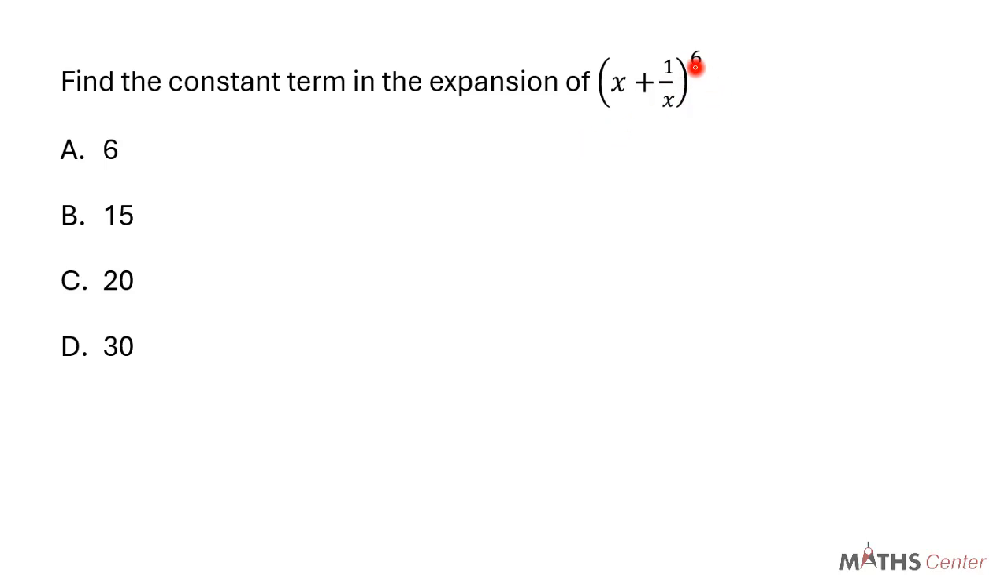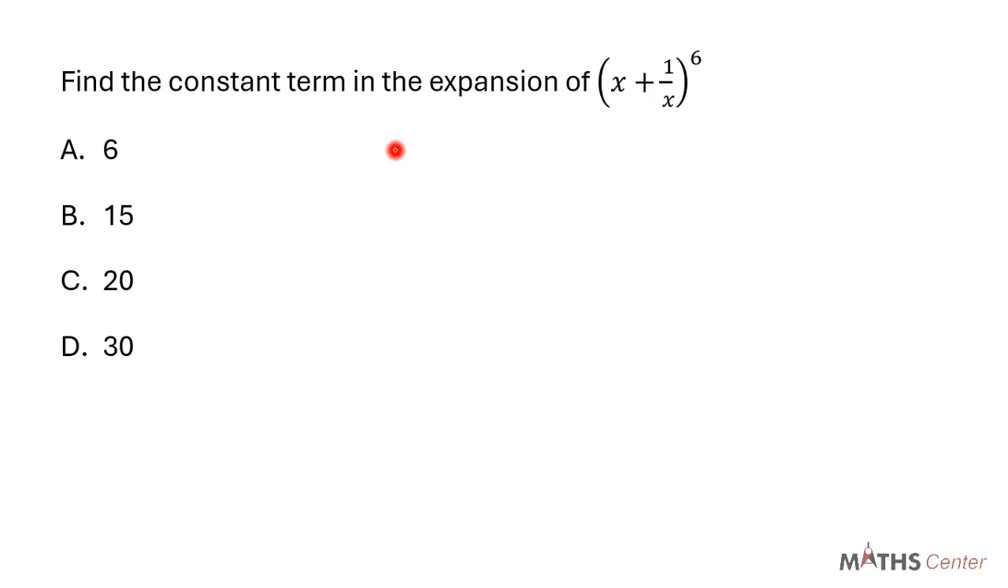This means that when we expand this binomial expression, one of the terms will be a constant term. The question wants us to find that term. The constant term will be the term that does not contain a variable. Here the variable is x, so the constant term will be the term that does not contain x. Or in other words, the constant term will be the term where the exponent of x is 0. This is what I mean.